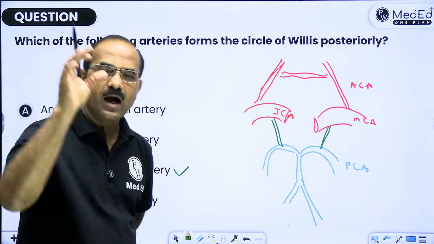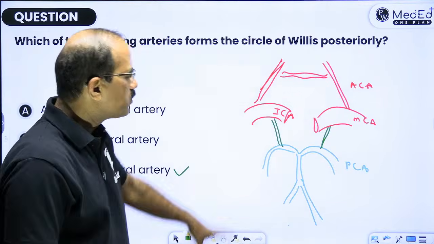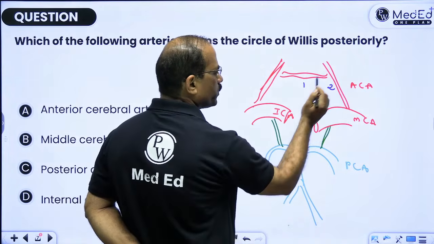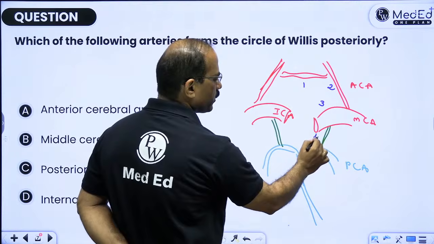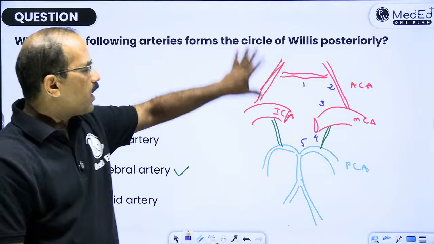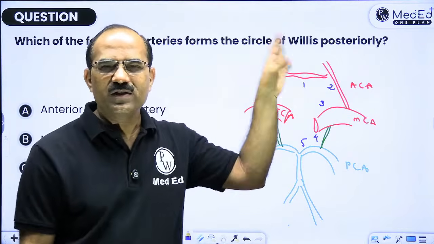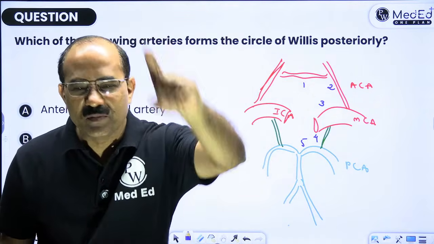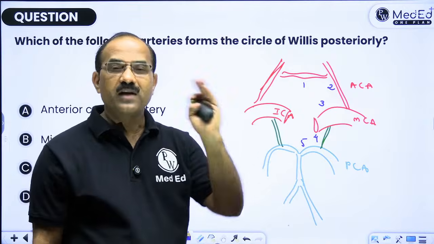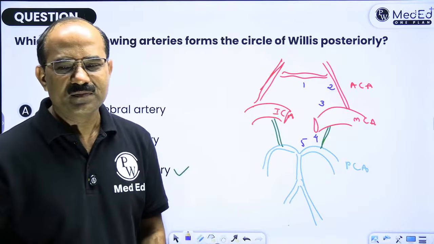Can anyone tell me which artery doesn't take part in the formation of the circle of Willis? The circle of Willis is formed by, number 1, the anterior communicating, 2, the anterior cerebral, 3, the internal carotid, 4, the posterior communicating, and 5, the posterior cerebral artery. The artery which does not take part in the formation of the circle of Willis is the middle cerebral artery. Very important, remember that, students. A very important MCQ.